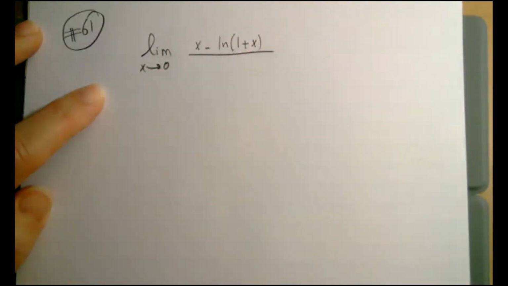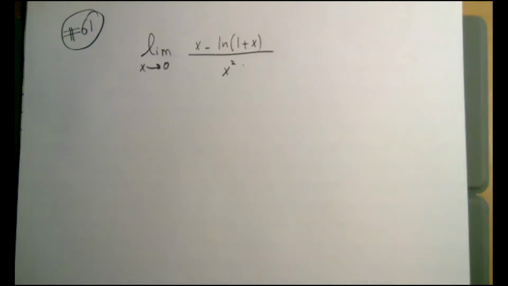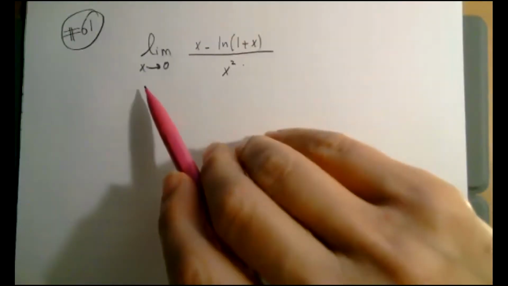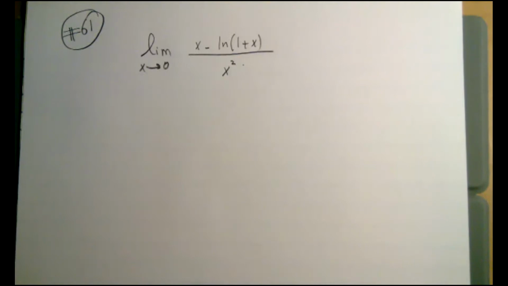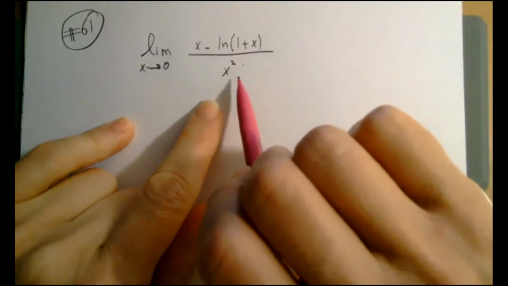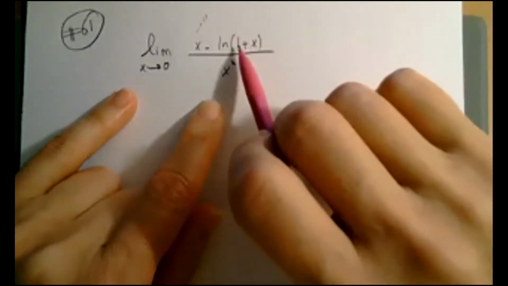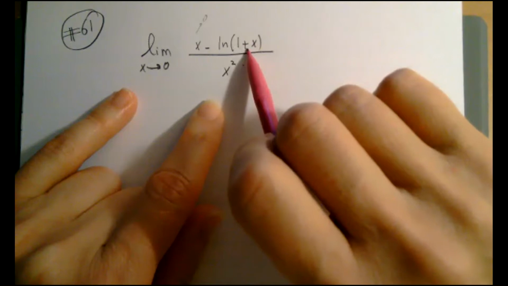x minus ln(1 plus x), over x squared. Okay. The question is to find the limit as x goes to 0 of this expression. All right. As x goes to 0, let us analyze what we get. The denominator goes to 0, and the numerator goes to 0 as well, since 1 plus x goes to 1 and ln of 1 is 0, so this is type 0 over 0.